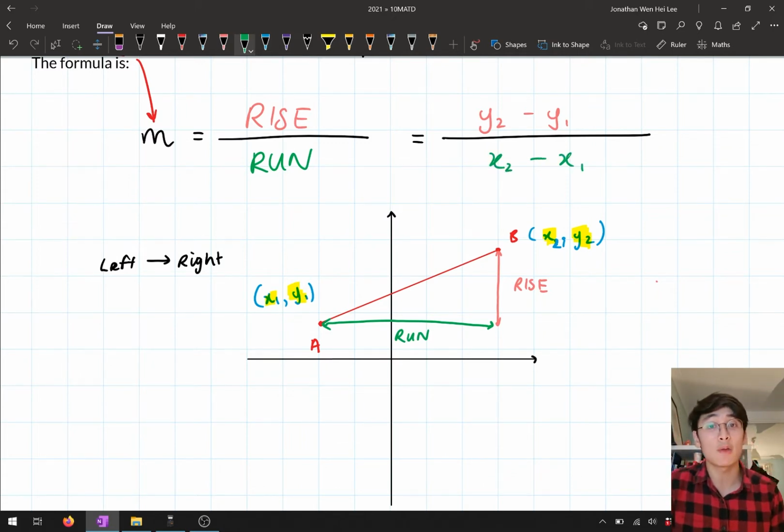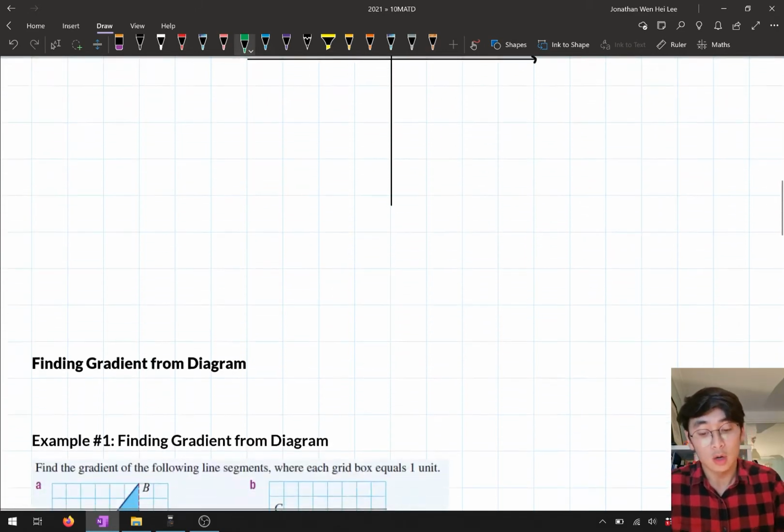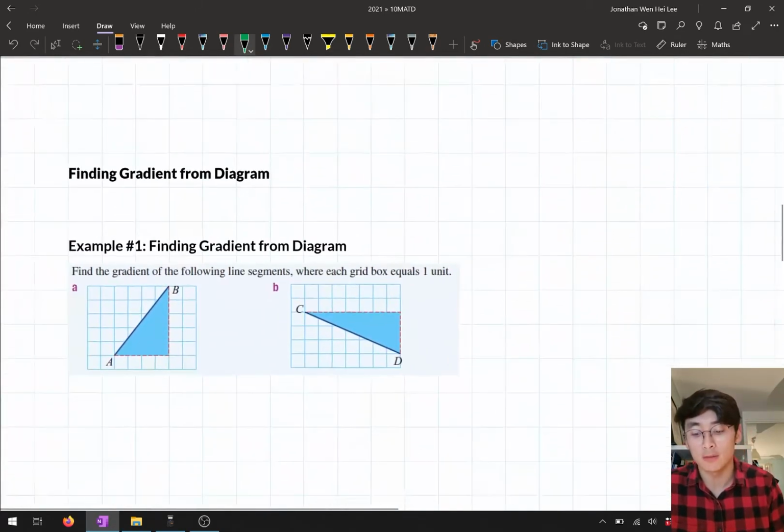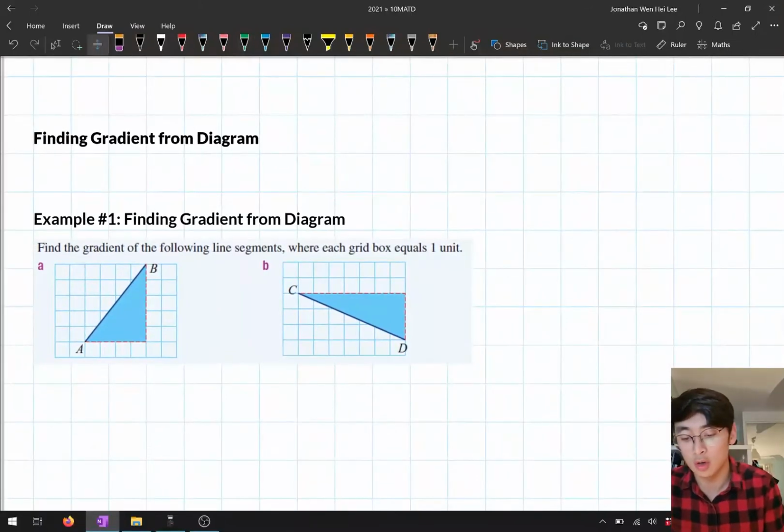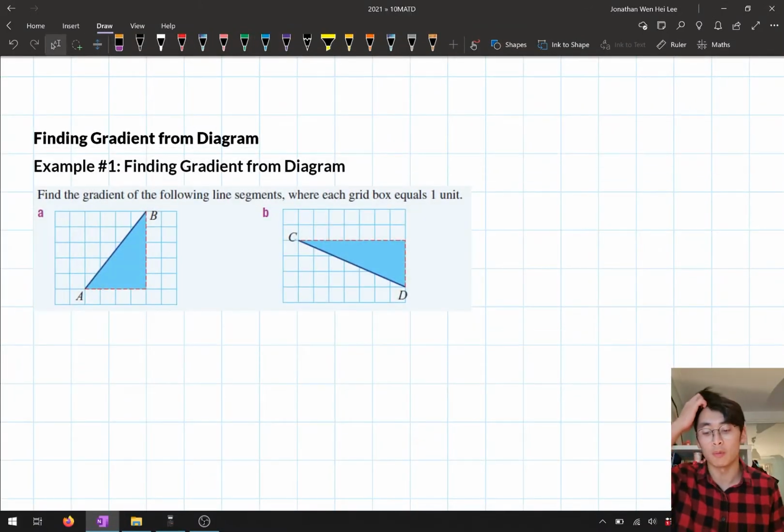And so that's how we find the gradient. We need to use this formula, rise over run. And if we have coordinates, we use this part here, y2 minus y1 over x2 minus x1. And so let's have a go at a couple of examples. We're first going to start off with a couple of examples where we actually just find the gradient from a diagram where we don't need any coordinates. And so here's example 1. We've got two examples here.